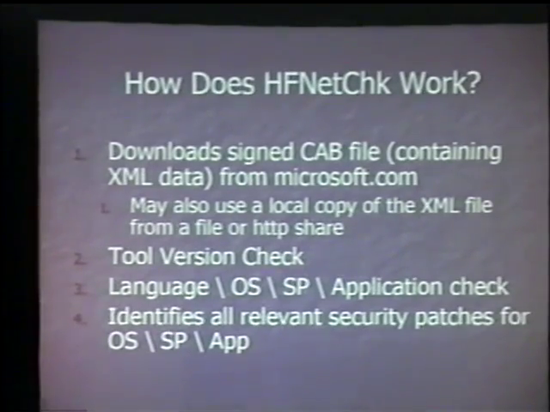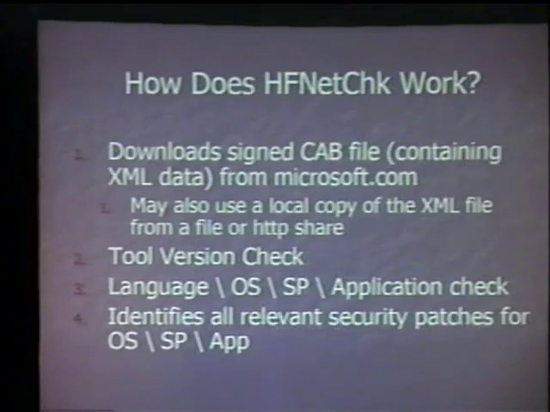And when it's in a cab file format, we can also digitally sign it so you know it's coming from Microsoft. Because the last thing I'd like to have happen is for someone to hijack your DNS, point it to some evil site, and have you download some evil cab file or some evil XML file that tells you that your box is up to date when it's really not. So we sign everything, and HFNetCheck will check the signature, and if it's properly signed by Microsoft, it'll expand it and use it. If it's not signed by Microsoft, it'll pop up warnings and tell you.